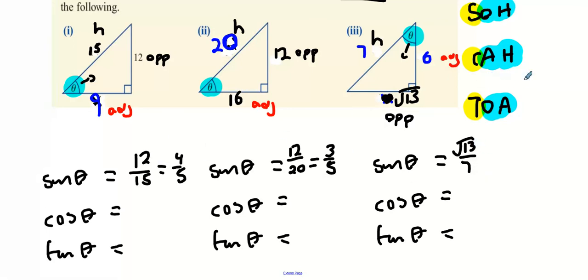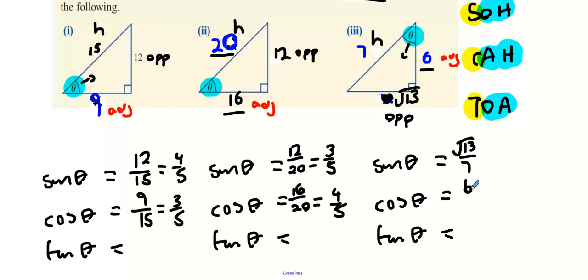Next we move on to cos, which is adjacent over hypotenuse. In the first one, the adjacent is 9 and the hypotenuse is still 15. Enter that into your calculator and you'll get 3 over 5. Next, in triangle 2, the adjacent is 16 and the hypotenuse is 20, so it's 16 over 20. Put that into your calculator and you get 4 over 5. And finally, cos theta in the third one. The adjacent is 6 and the hypotenuse is 7, so it's 6 over 7.